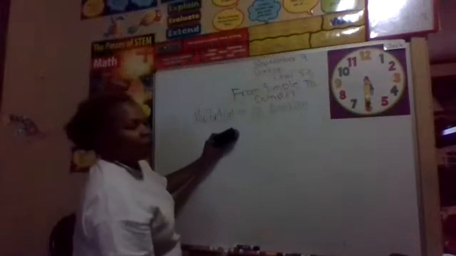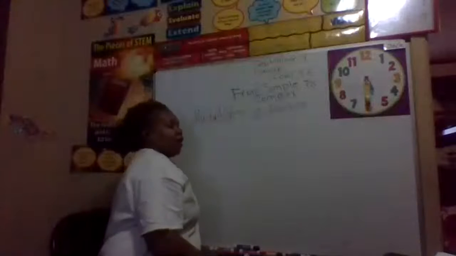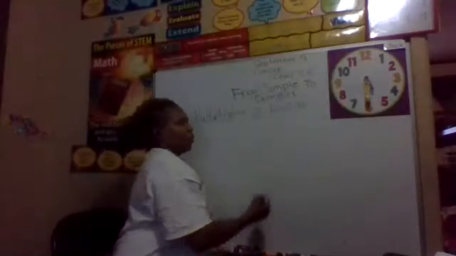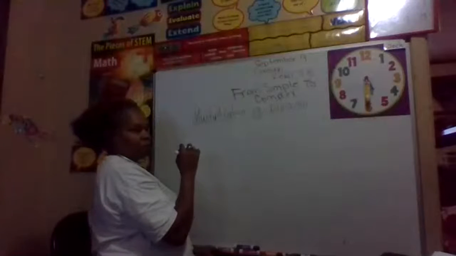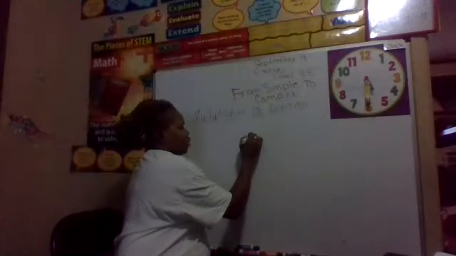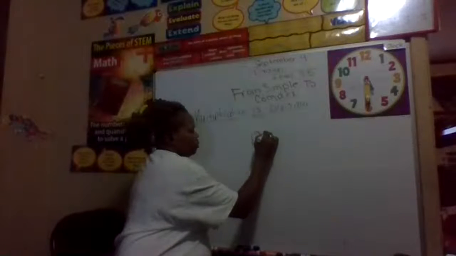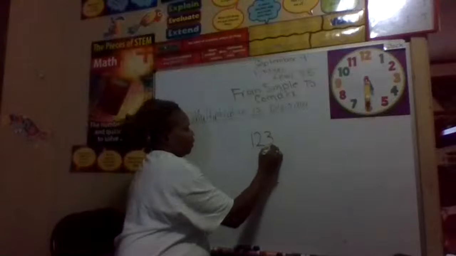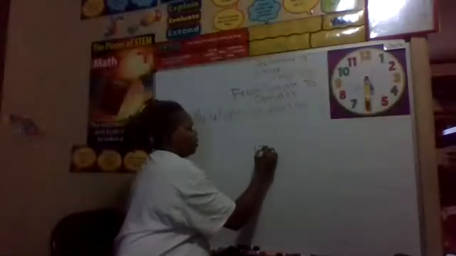We're going from multiplication to division. Let's go a little bit farther. Now we're going to do 3 numbers on the outside. 1, 2, 3.